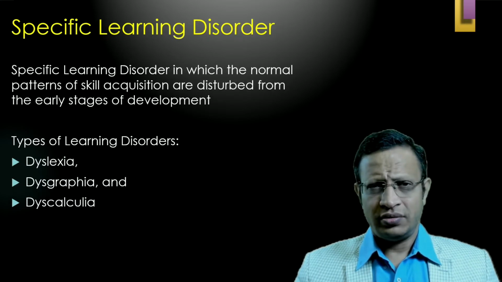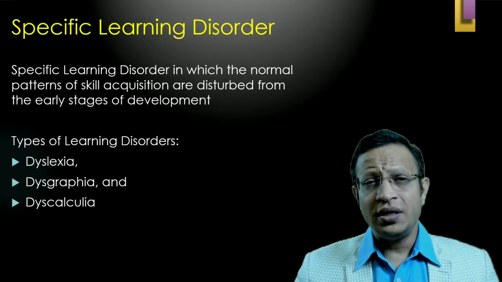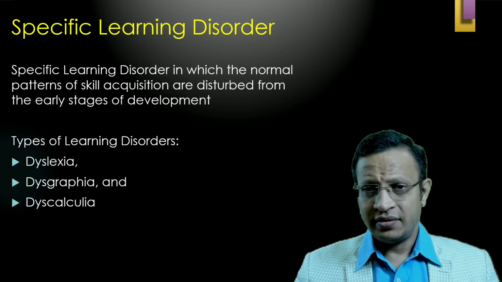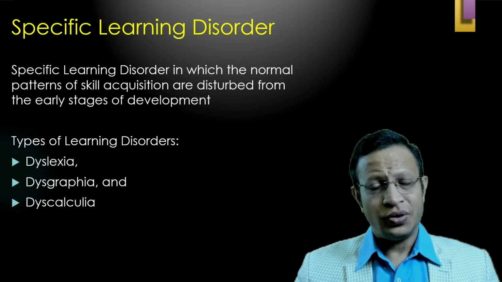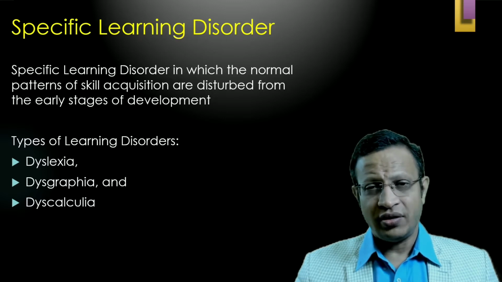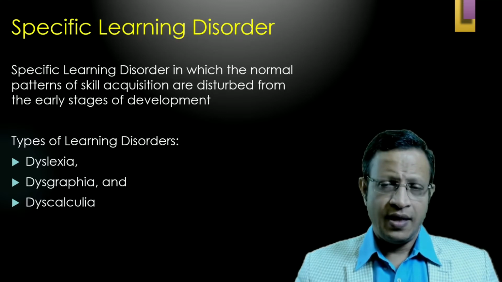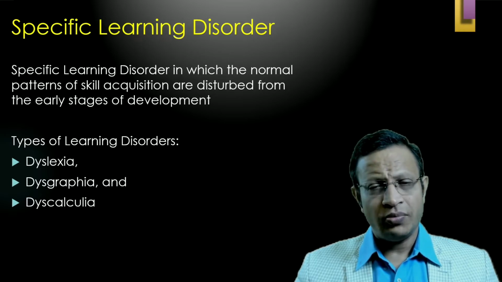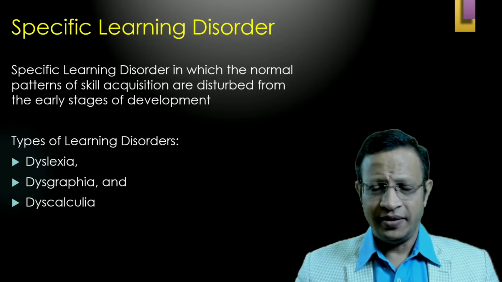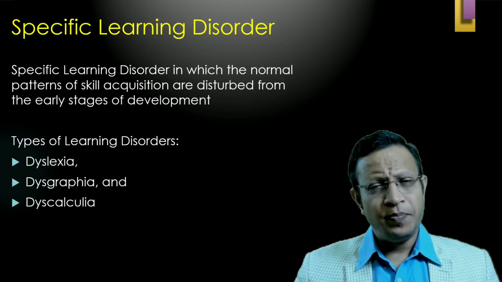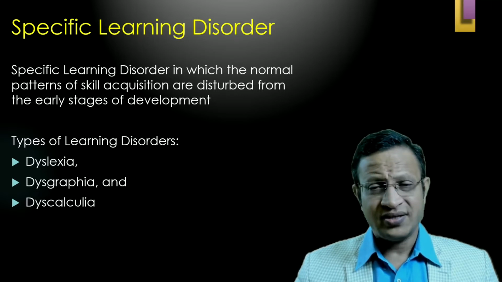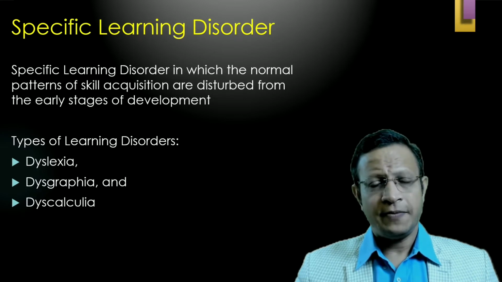Specific learning disorder is one in which the normal pattern of skill acquisition is disturbed from the early stage of development. However, the person will have good or average intellectual performance. That means there is a discrepancy between the cognitive ability and the learning ability. So there are three important learning disorders which have been classified across all diagnostic categories. One is dyslexia, dysgraphia, and dyscalculia.